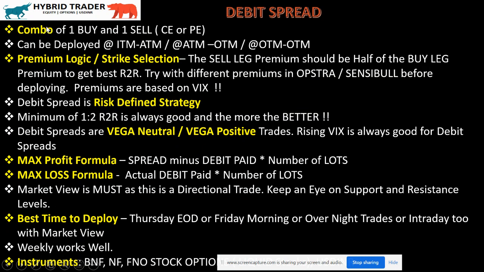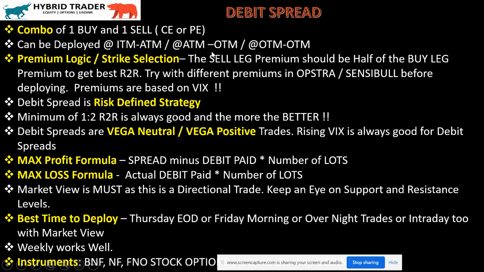Basically, a debit spread is a combination of one buy and one sell. This can be deployed between ITM to ATM, ATM to OTM, or OTM to OTM. This is purely based on your risk appetite. If you want a good risk to reward, you have to go for OTM to OTM. If you want 1:1, you can just go for ATM to OTM. So it all depends on your risk appetite.